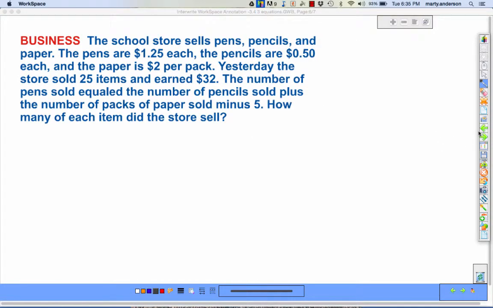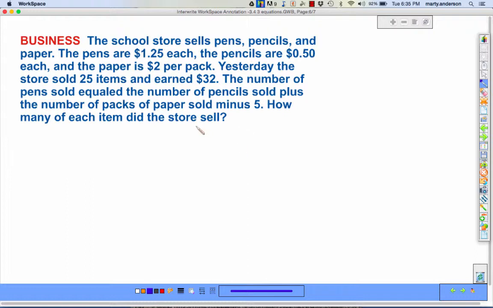And of course we have word problems. So the school store sells pens, pencils, and paper. Pens are $1.25 each, pencils are 50 cents each, and paper is $2 per pack. Yesterday the store sold 25 items and earned $32. Number of pens sold equal the number of pencils sold plus the number of packs of paper sold minus 5. How many of each item did the store sell?